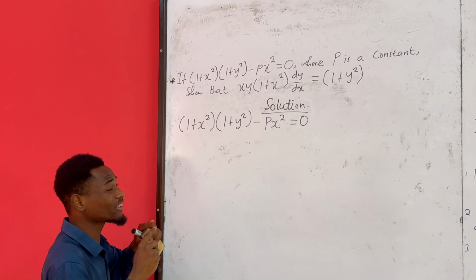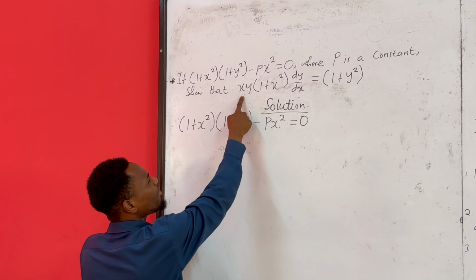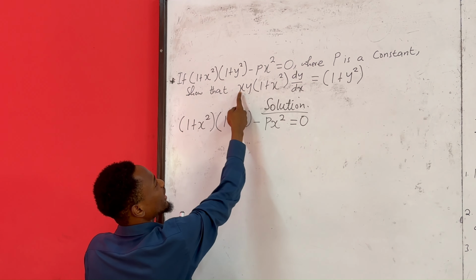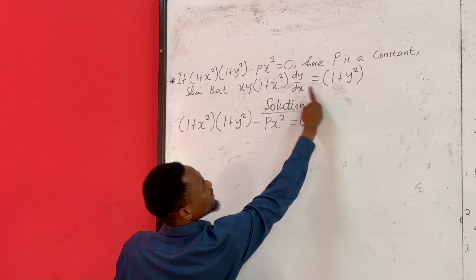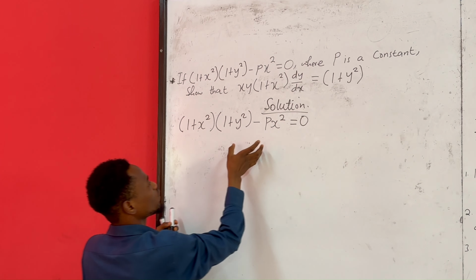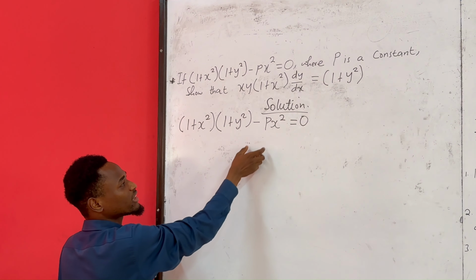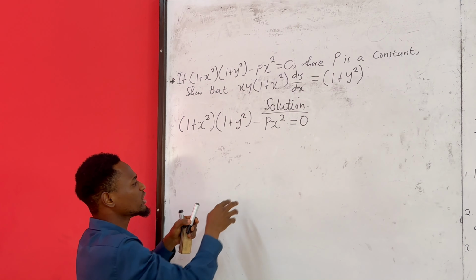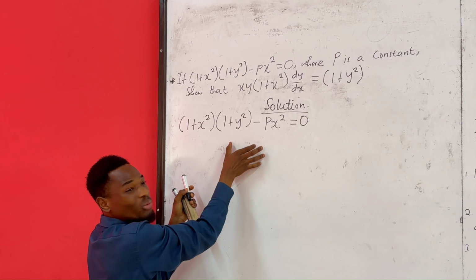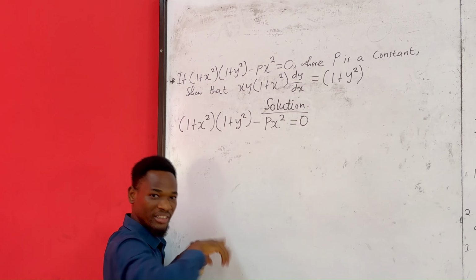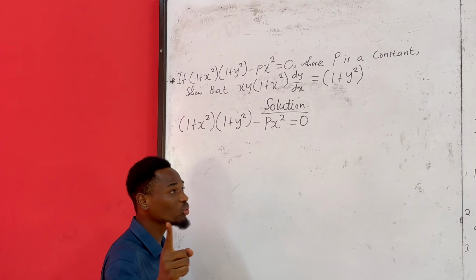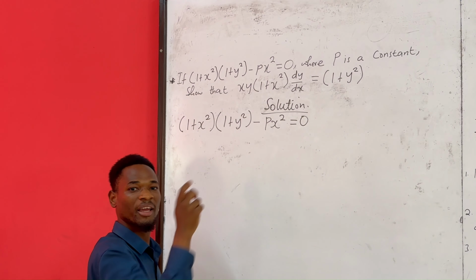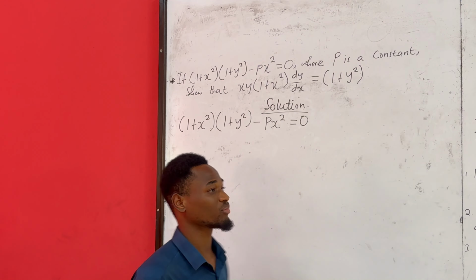If you look at the question critically, you realize that I don't have any p component in the question here. They are saying show that I have x, x dy/dx, I have y² dy here. Do you get that? I don't have any p variable in it. So I have to adjust this equation such that p disappears. But before I do that, I have to differentiate the equation implicitly. So how do I do that?